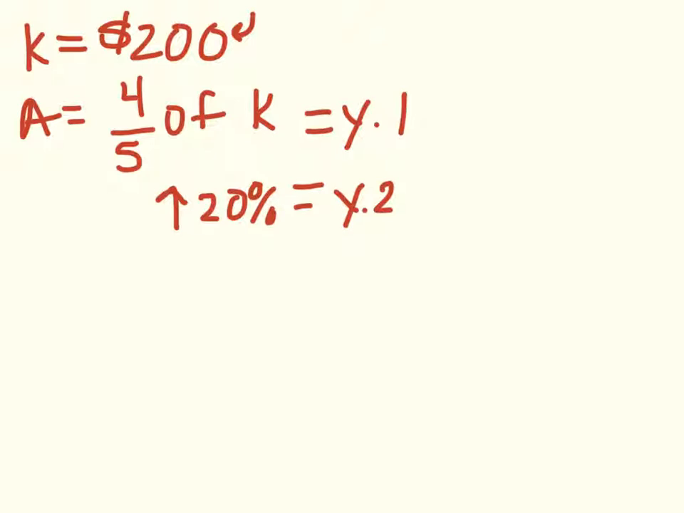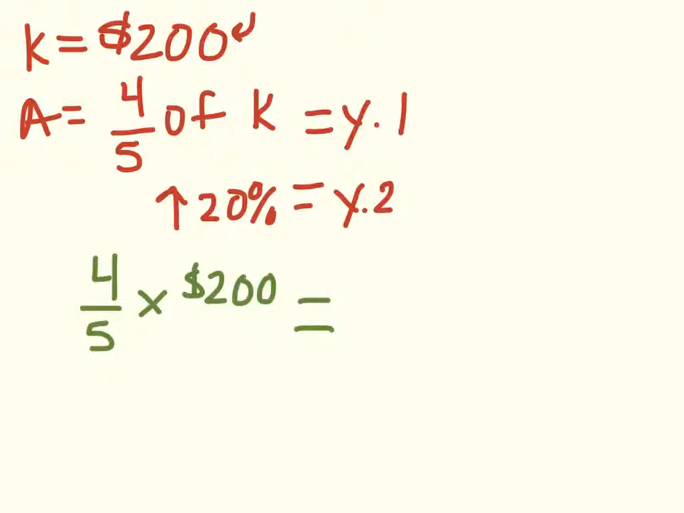Okay, so how do we tackle this problem? The first thing we need to figure out is how much money Andrew had saved in year 1. The problem tells us that Andrew's savings in year 1 was 4/5 of $200. So thinking back to our fraction word problems last year, remember, of is code for multiply. 4/5 times $200 will give us Andrew's year 1 money.